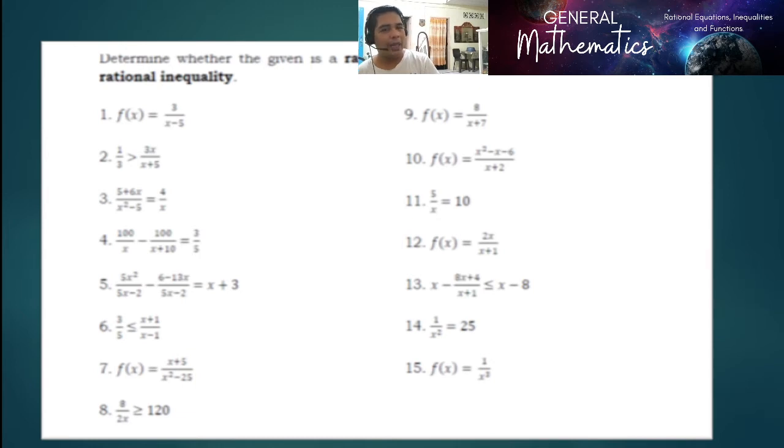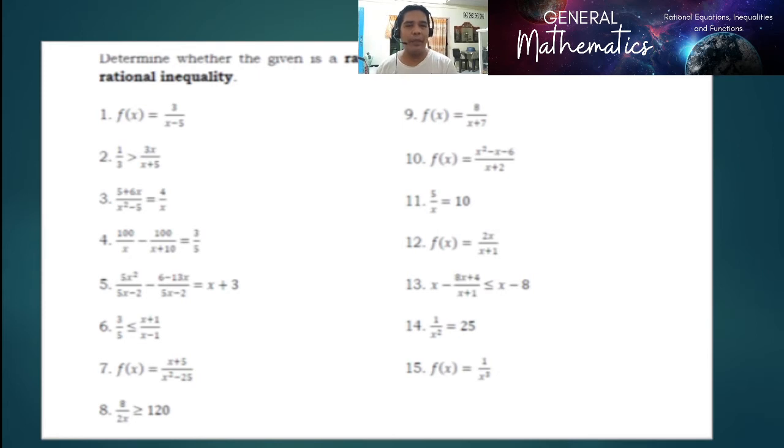Kapag wala kayong nakitang f of x and y, tapos gumamit siya ng symbol na equal, then it is just a rational equation. Pinakamadaling ma-distinguish si rational inequality simply because gumagamit siya ng inequality symbol like less than, greater than, less than or equal to, tsaka greater than or equal to.